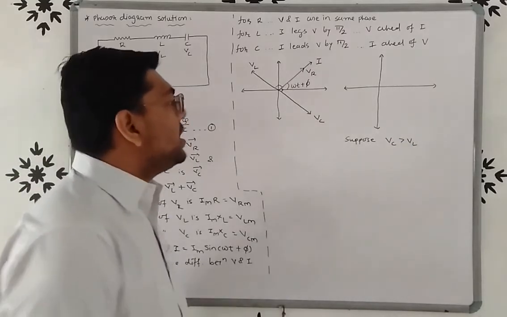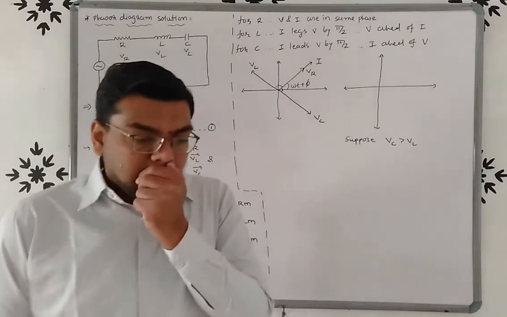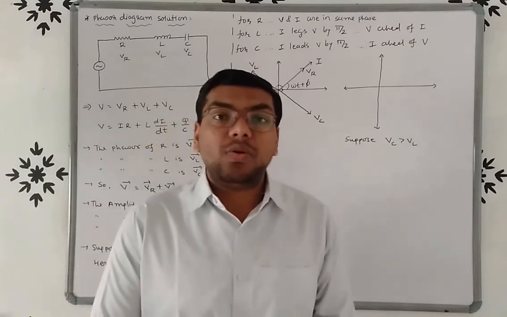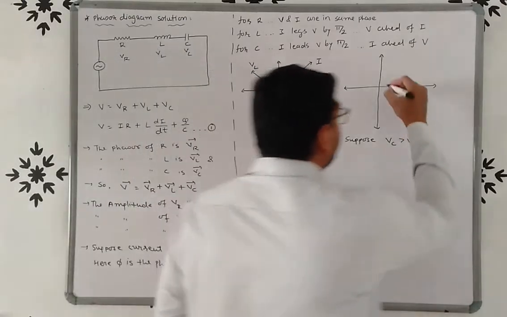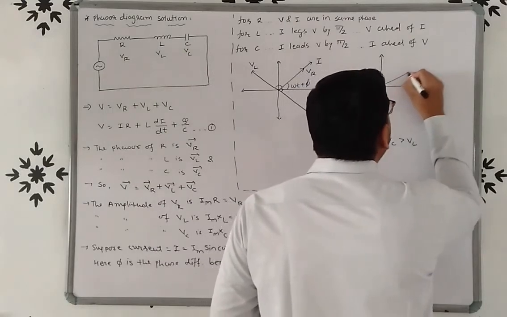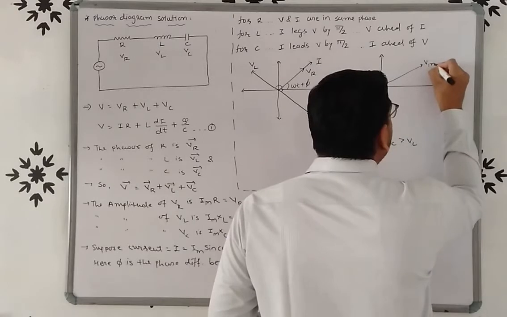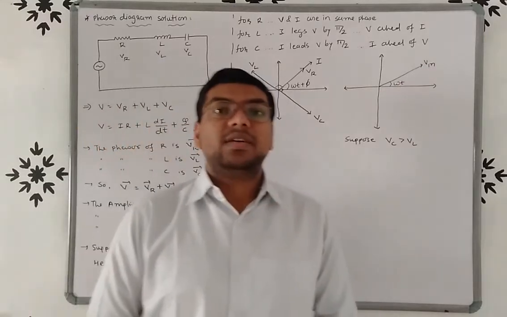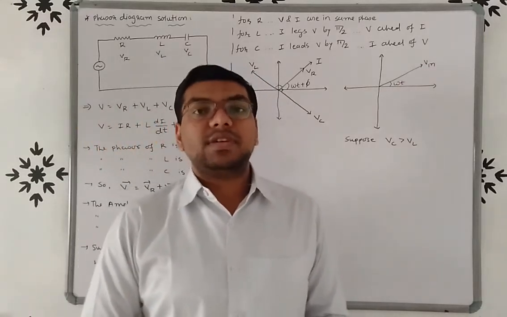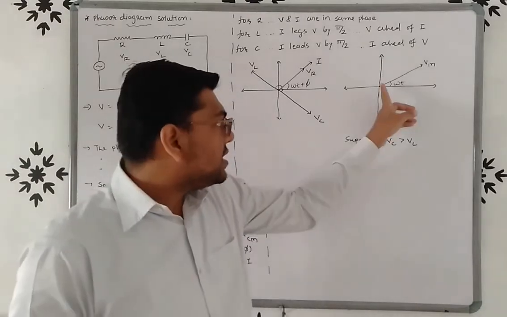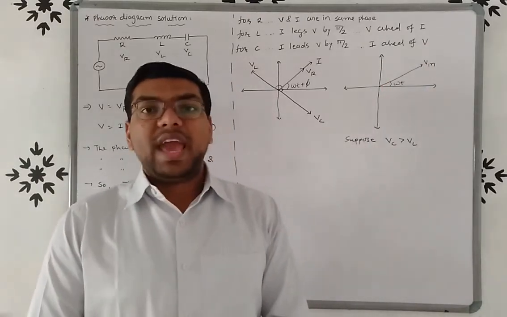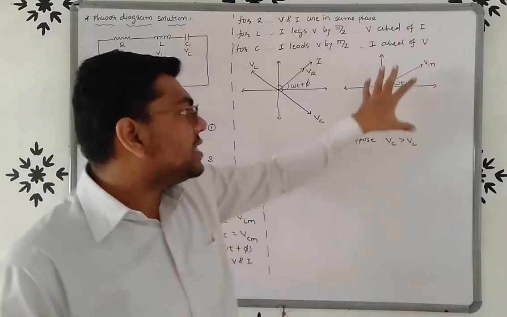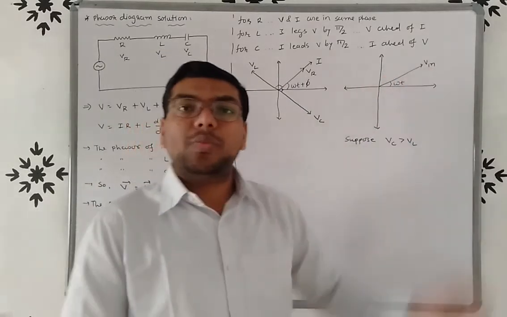Now here we already know the equation of voltage. V is equals to Vm sin omega t, right? So friends, this is the amplitude of voltage Vm at angle omega t. The phasor of this equation V is equals to Vm sin omega t is like this: Vm is the amplitude and angle omega t.